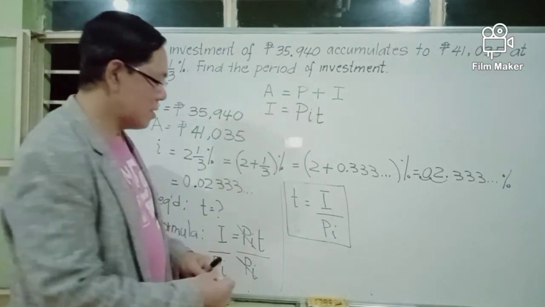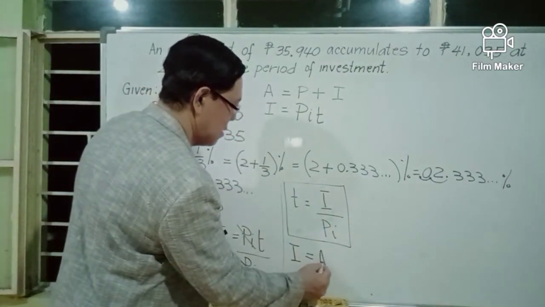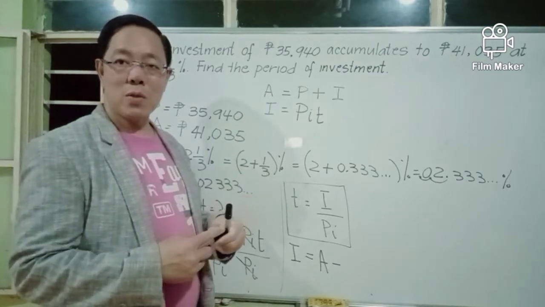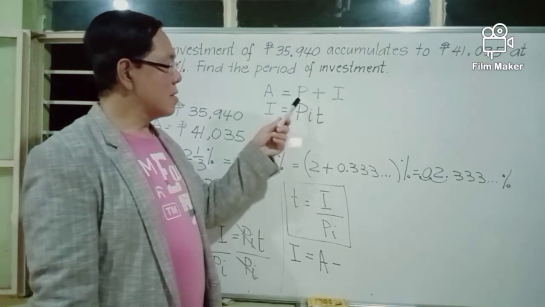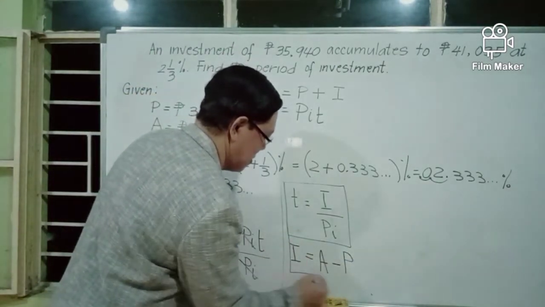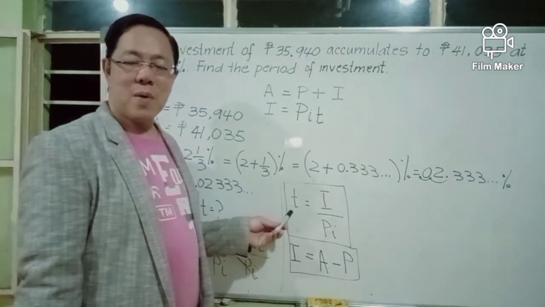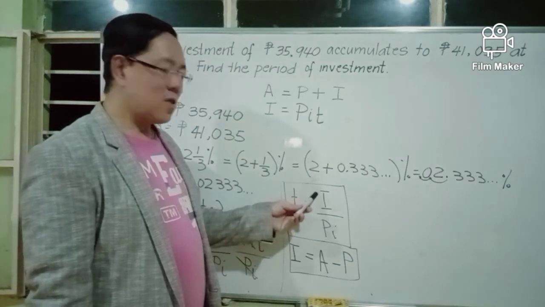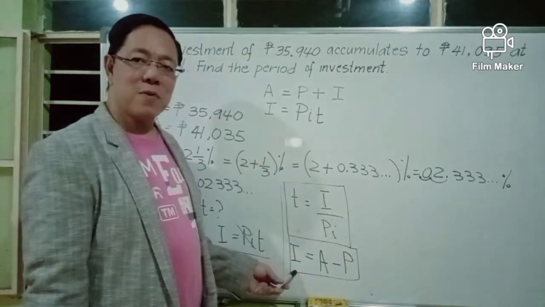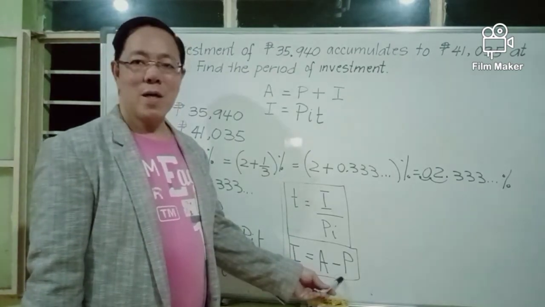Amount of interest capital I equals accumulated value A, and we transpose the principal P to the left hand side. And when we do transposition, we take the opposite sign of the quantity. Since P here is positive, when we transpose it to the left side, it becomes minus P. Hence, these are the two formulas that we will use to find the time or period of investment T in years, given by amount of interest capital I divided by principal times interest rate. And to solve first for the amount of interest capital I, we use this formula. The amount of interest capital I is the difference between the accumulated value A and the principal P.